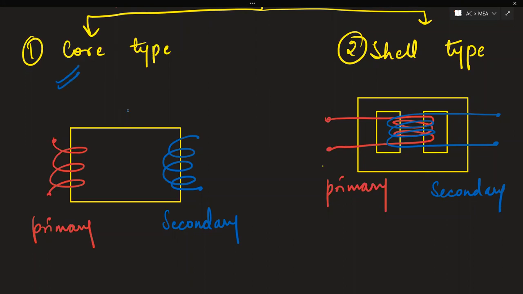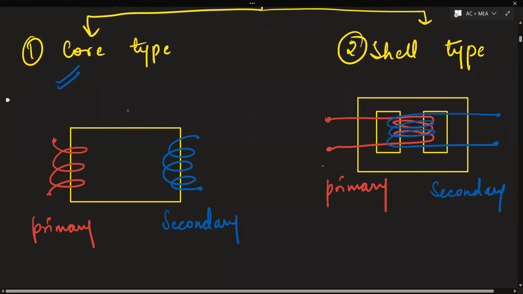In shell type, what is included? In case of shell type transformers, primary and secondary coils are wound one over the other on the same limb of the iron. This is the same limb of the iron core. So coils are largely surrounded by iron core, which is the center of it. So TV transformers, radio transformers, these are mostly shell type transformers, but we use core type transformers more often.